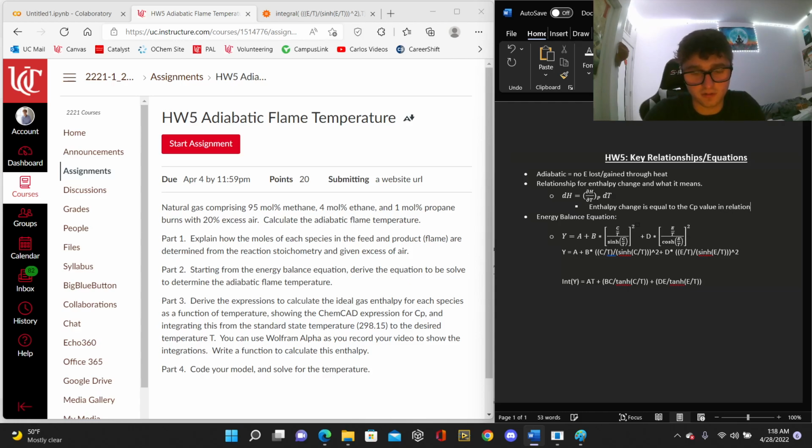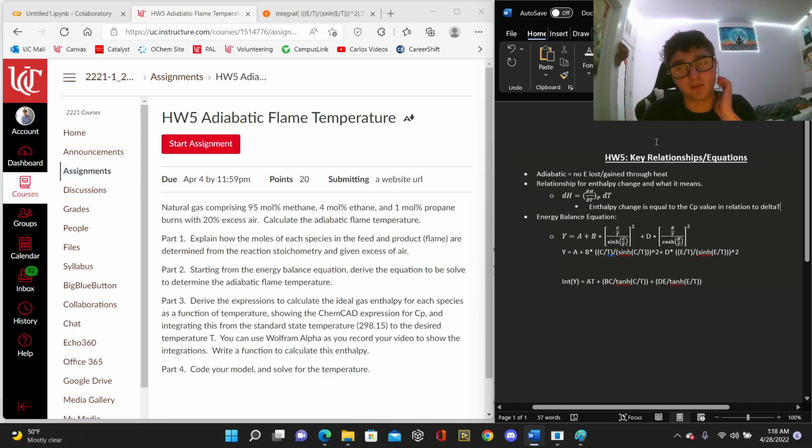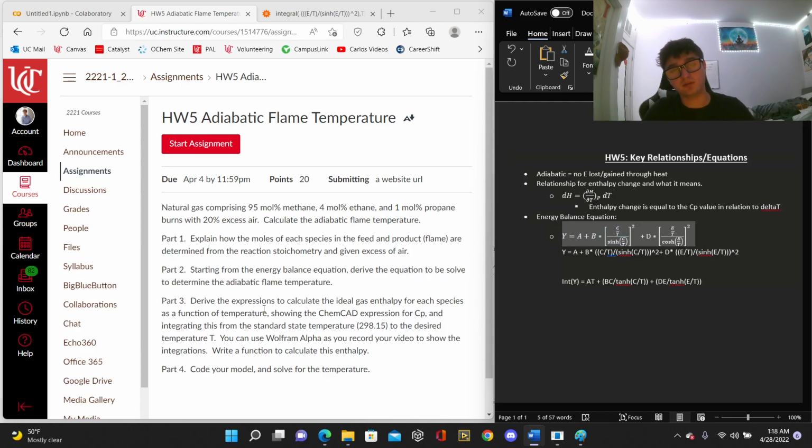In relation to delta T, I guess we could say, the change in temperature. So what is this CP value? Going to ChemCAD, equation 107, we get this exact equation. And what we're going to want to do, so that was part 2, is use this equation to solve for the temperature.